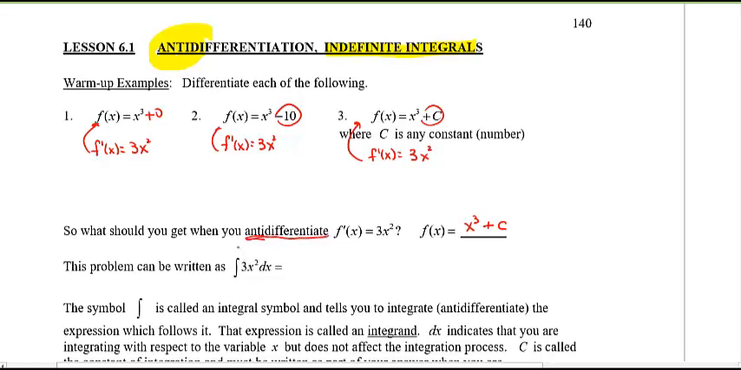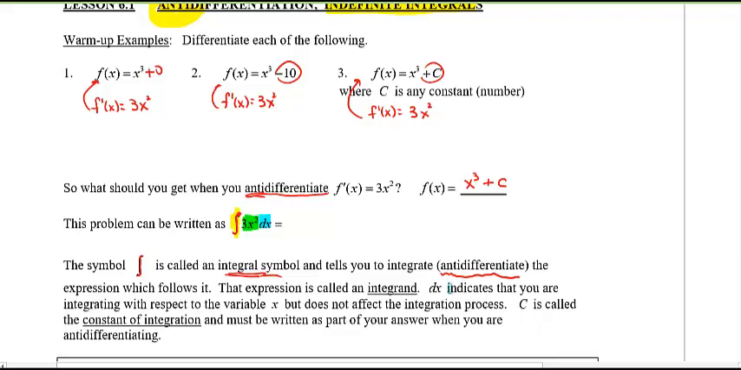Now, we have this new symbol, okay? This squiggly line, or sometimes people call the snake, is really this symbol called the integral. This is the integral symbol. So the idea is it's telling you to integrate, or another word for integrate, once again, is anti-differentiate, which means the opposite of derivative, the expression that follows it. So what we're really saying here is this is the integral of the function 3x squared, and then there's something called dx, okay? And that dx is an indicator that you are integrating with respect to the variable x.